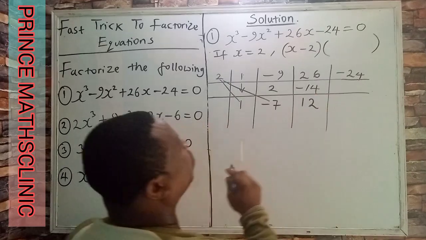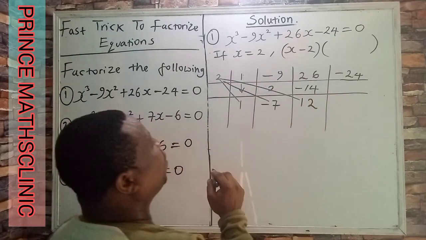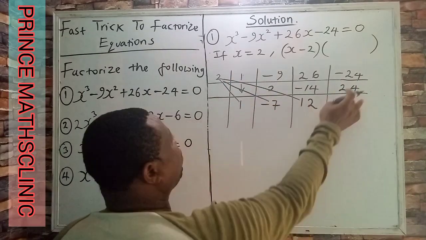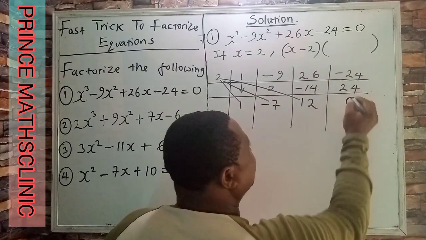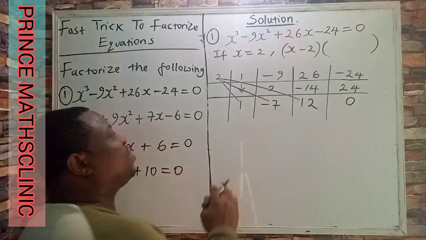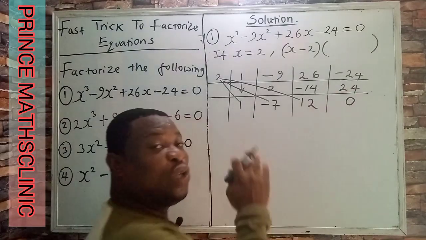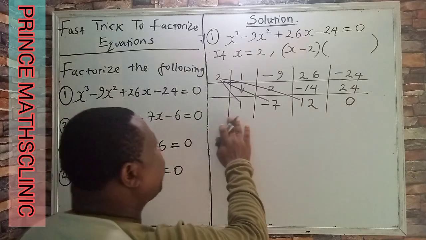12, positive 12. So take this 2 again, multiply this 12. What would you get? 24. 2 times 12 gives you 24. So that when you add up this place, you get a 0. Now that we've gotten a 0, you must always get this last part to be 0. If it's not 0, then you are wrong. Then I can generate my quadratic equation.